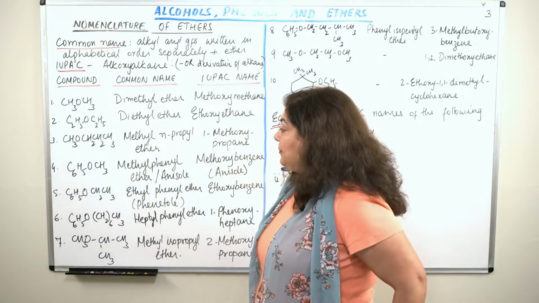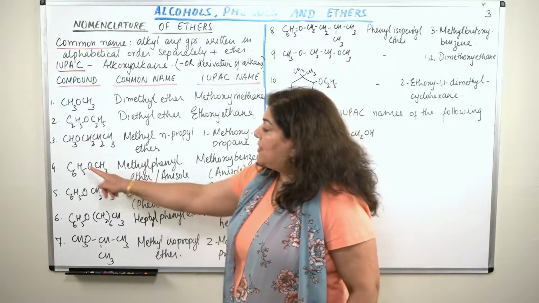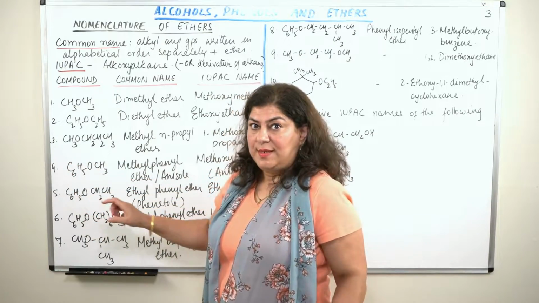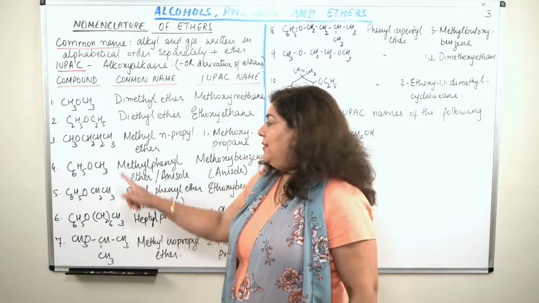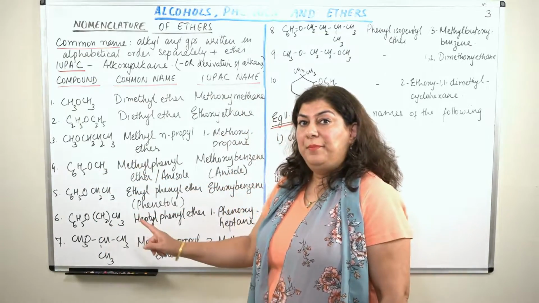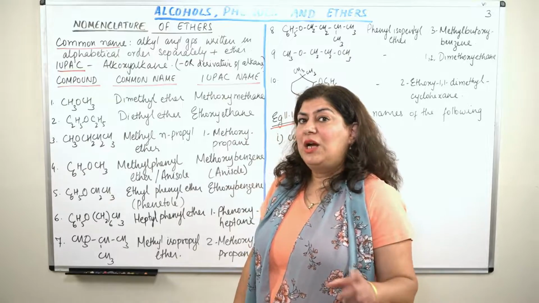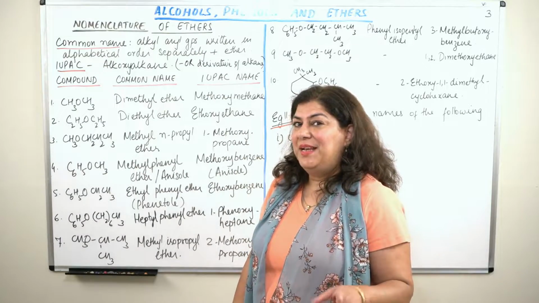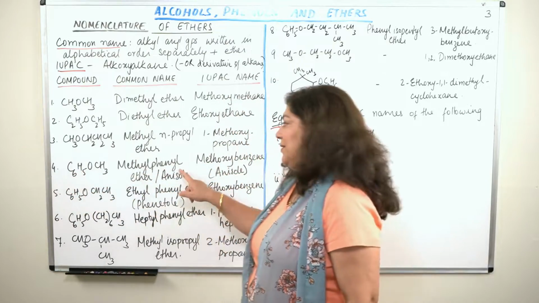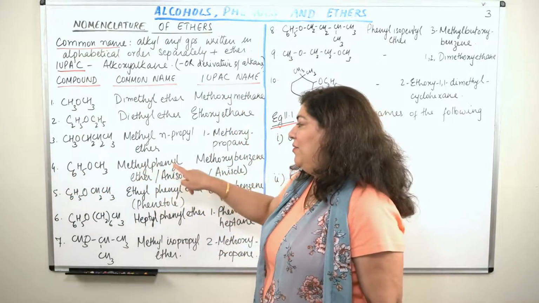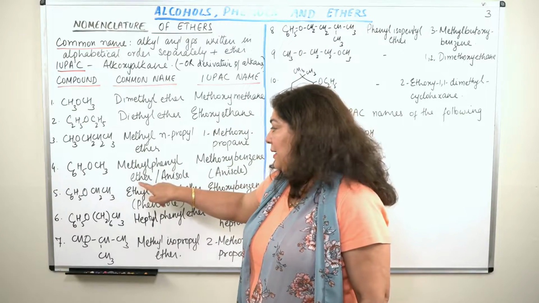C6H5OCH3. Now this is a phenyl group, right? C6H5 is a benzene ring. Then OCH3. This is the methyl group. M, P. Which will come first in common nomenclature? M will come first. So it is methyl phenyl ether. Right? Methyl phenyl ether.